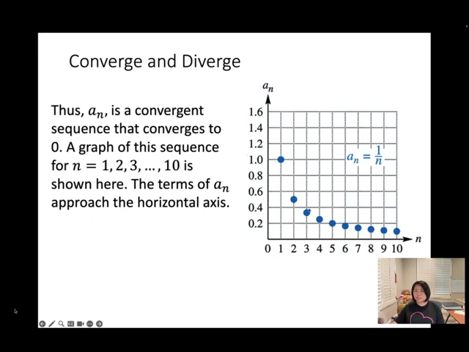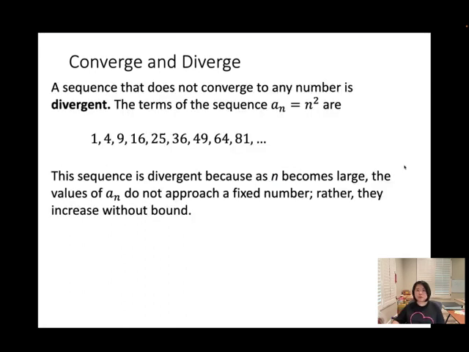So the terms of an are approaching 0. So you know this sequence is convergent, and the sequence converges to 0. A sequence that does not converge to any number is divergent. The terms of the sequence an equals n squared are divergent. You can see this number is getting bigger and bigger as n becomes larger. So this sequence diverges. The values of an do not approach a fixed number. Rather, they increase without bound. So this is a divergent sequence.